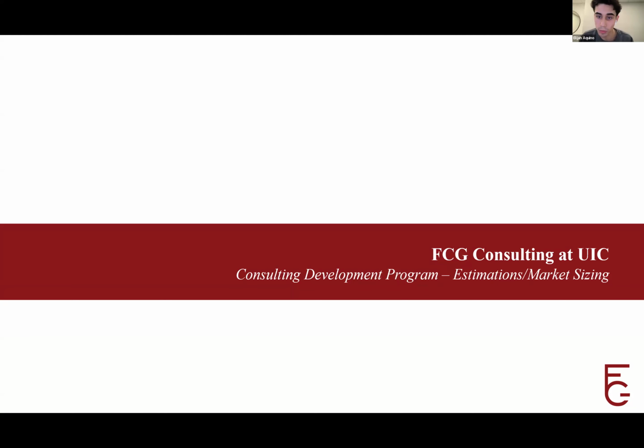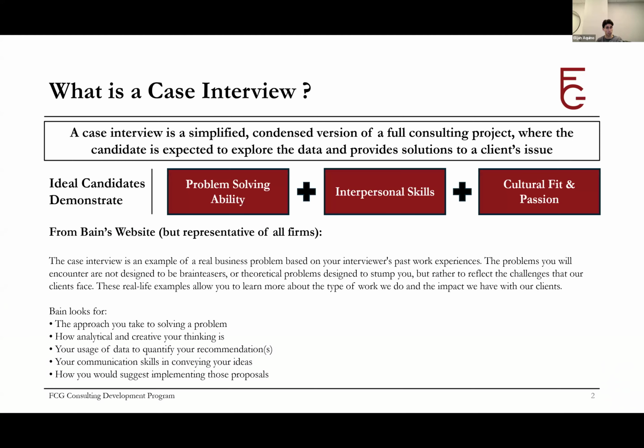Perfect. Awesome. So today we're going to be focusing on estimations or market sizing. If you guys weren't here last week, I'm going to talk about what a case interview is. Market sizing is one type of case interview that you could implement, or it could also be part of a case interview. So what is a case interview? It's a simplified, condensed version of a full consulting project where a candidate is expected to explore the data and provide solutions to a client's issues.